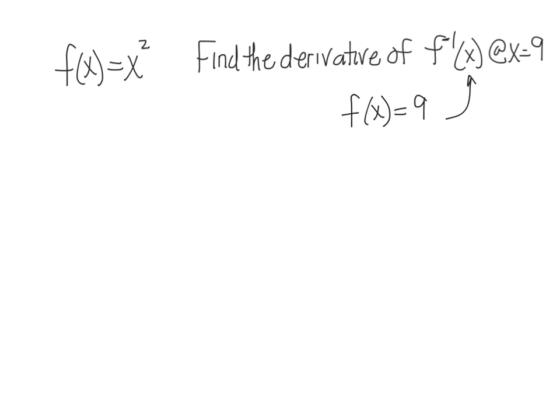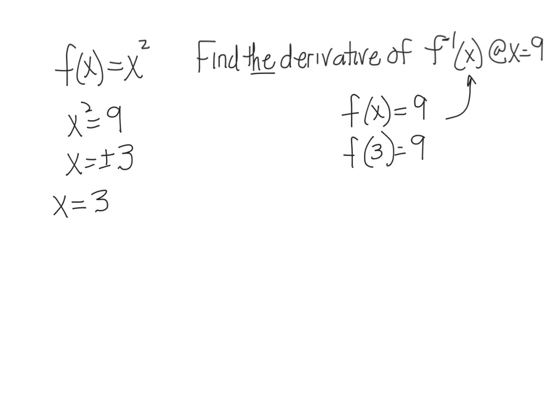So what we would do is set f of x, which is x squared, equal to 9, and then we would get two answers, plus or minus 3. We could pick either. Generally, they'll just pick the positive one because you're trying to find not the derivative, but a derivative, and there could be more than one. So if I find x is 3, what I have found is that f of 3 is equal to 9, but f inverse of 9 is equal to 3.